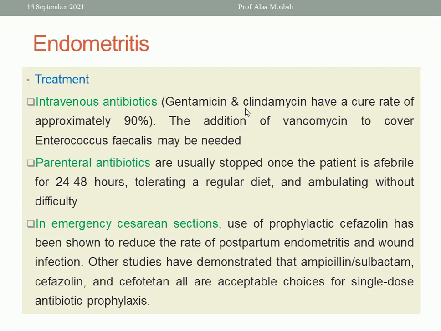What about prophylaxis to prevent endometritis? In emergency cesarean section, use of prophylactic cefazolin, for example, reduces the rate of postpartum endometritis and wound infection.